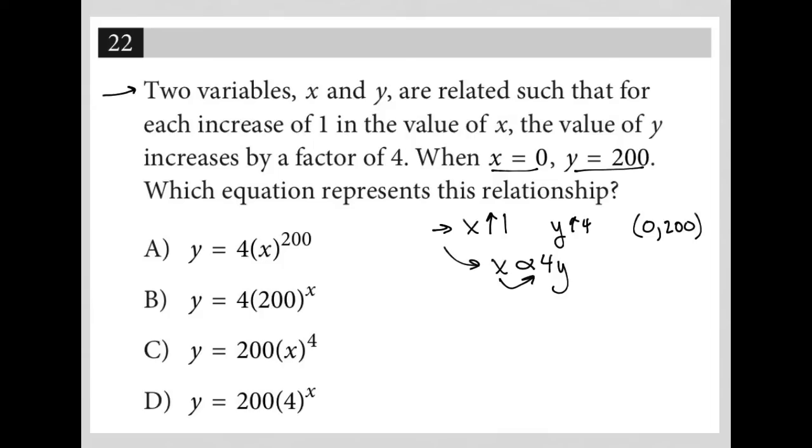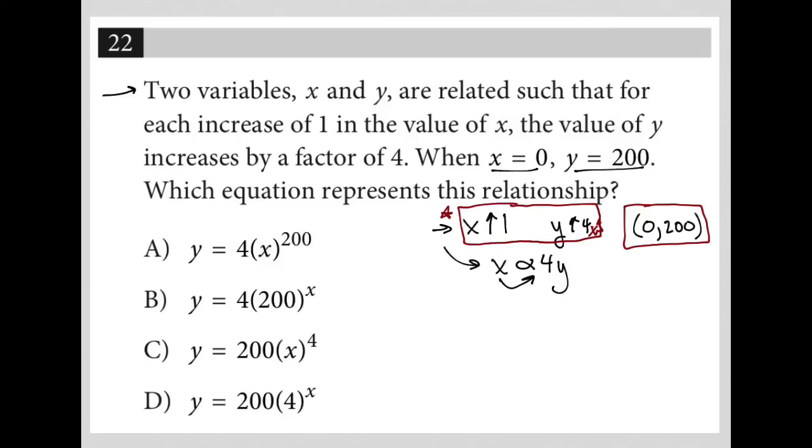So what relationship? We have two things that have been provided. We have the idea that when x goes up by 1, y should go up by 4 times that value. 4 times. And we know that when x is 0, y is 200. Well, I'm going to use this information just so I can come up with another ordered pair here.